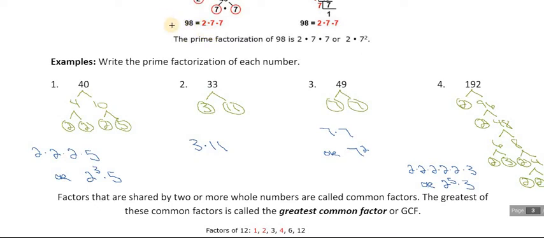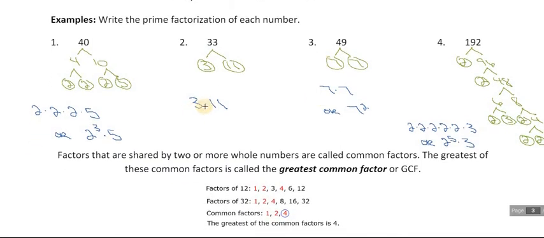So now that we've refreshed our memory on how to find the prime factorization of a number, we're now going to work on finding the greatest common factor. Factors that are shared by 2 or more whole numbers are called common factors. The greatest, the largest of those common factors is the greatest common factor, or GCF.